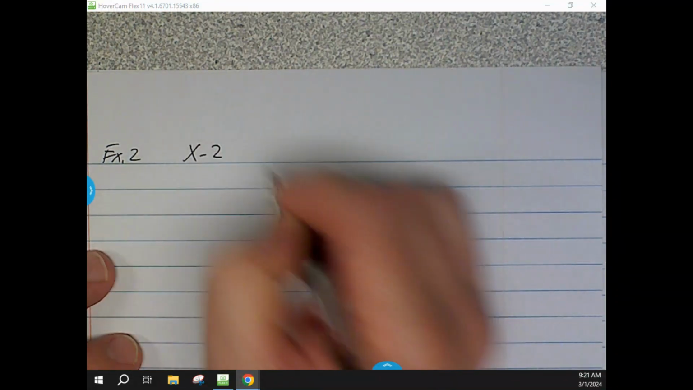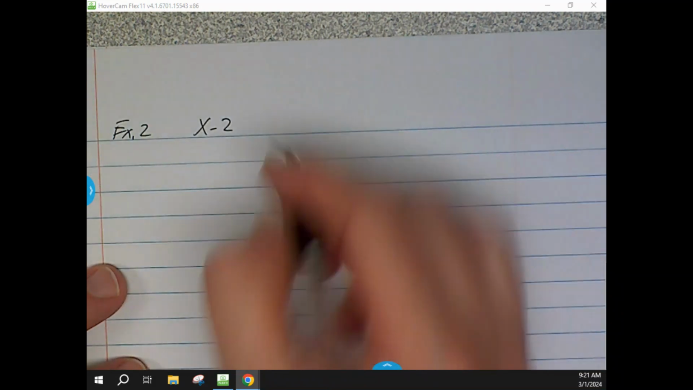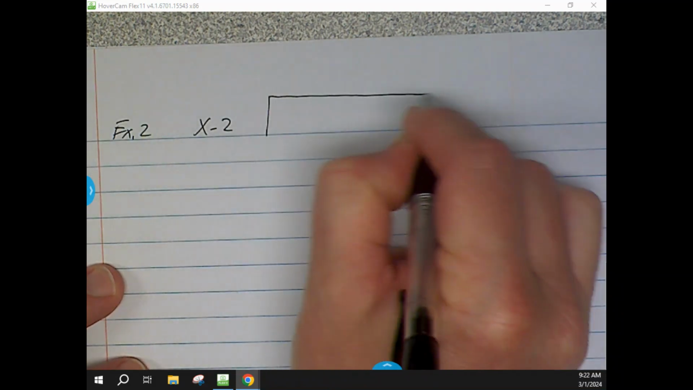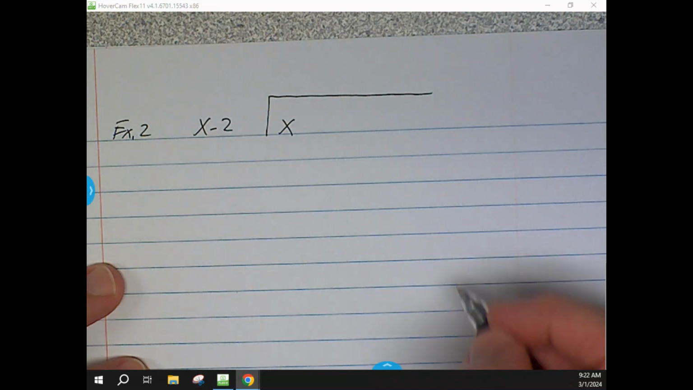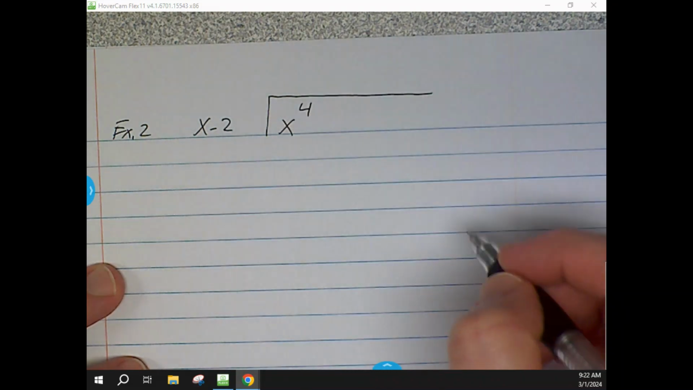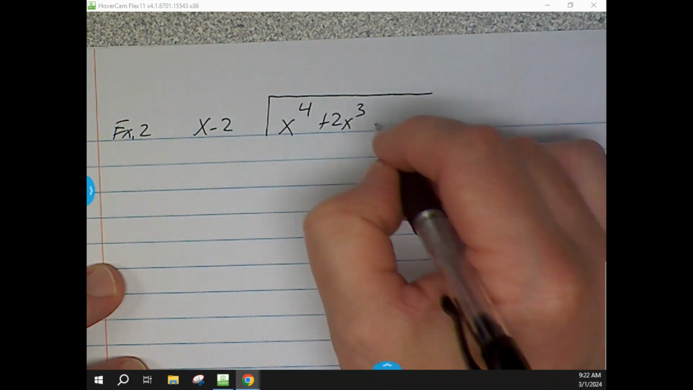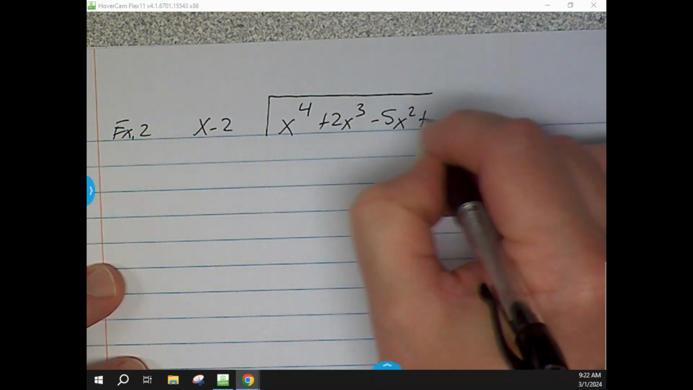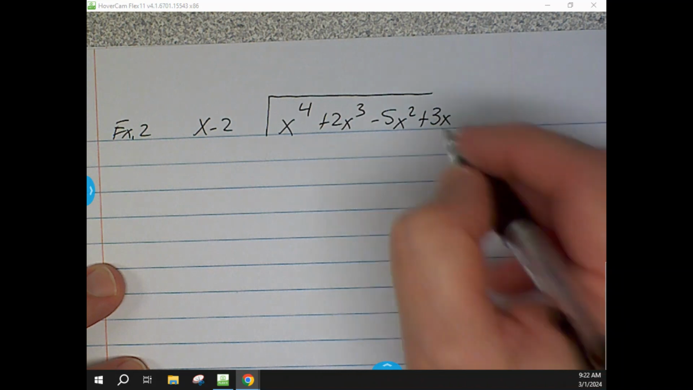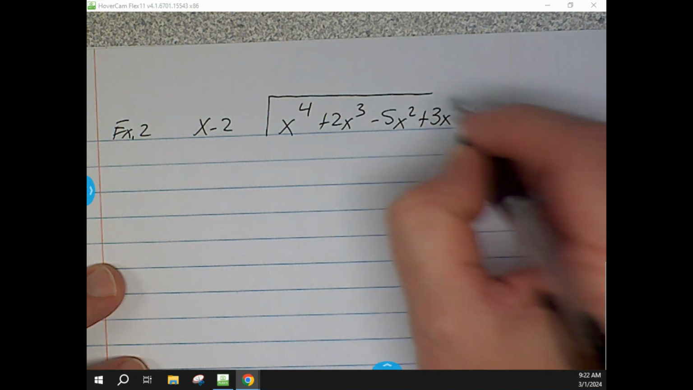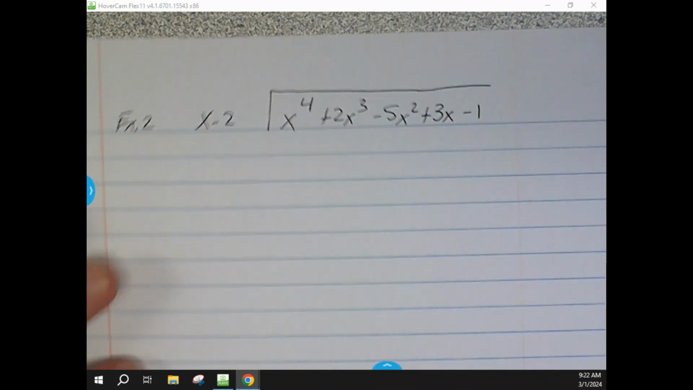So let's change it. On the outside now we've got a subtraction, so we've got x minus 2. Let's bump it up to x to the fourth. But this is synthetic? Still in synthetic, yes. It can be. Yes. Good.